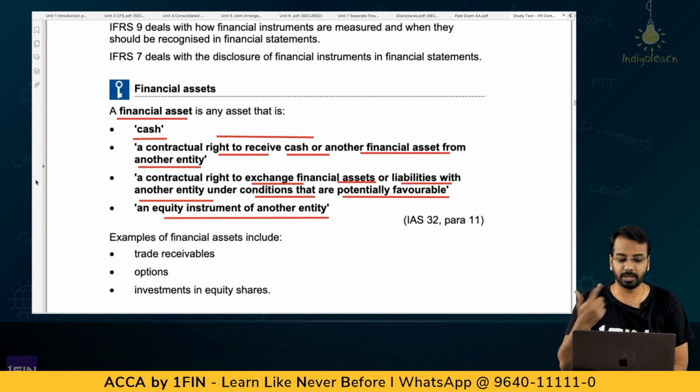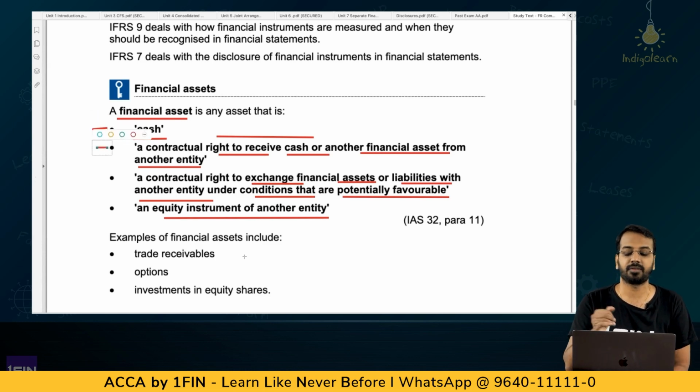Okay, so again to recap, a financial asset includes cash, a contractual right to receive cash or another financial asset, a contractual right to exchange financial assets or liabilities with another entity under conditions which are favorable, potentially favorable. See, as on date, we see the contract may expire later, but potentially it has to be favorable, and an equity instrument of another entity.